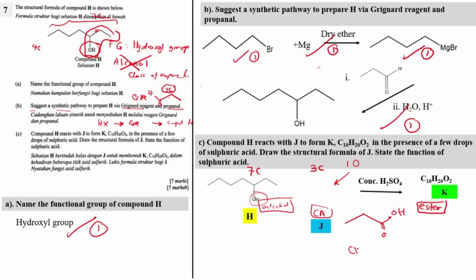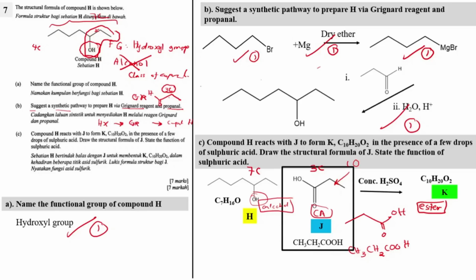You can write it in terms of the skeleton structure, or you can also put it in terms of the condensed structure here. So the structure that you will be getting is propanoic acid, or you can also write it down as CH3CH2COOH. So here represents another 1 mark for identifying the structure. Alright, so let me clean that out.